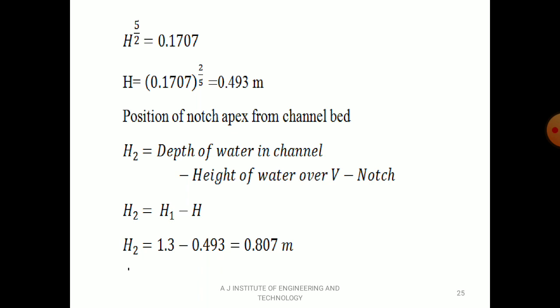I solved a problem related to triangular notch and rectangular notch. They can exactly make the reverse: rectangular notch first, then triangular notch next. The discharge remains the same, so you have to assume that because the same water flows from one notch to another notch. Using that you can solve for the head of water on the rectangular notch or triangular notch.